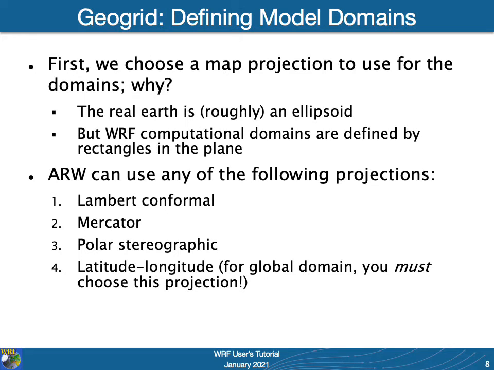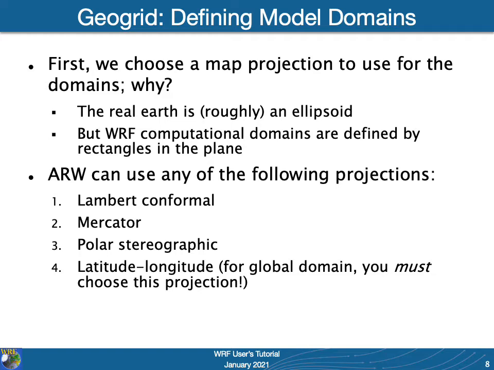Now, we said that the first thing we need to do when we set up a simulation domain using the Geogrid program is to choose a map projection, and it might not be obvious why we need to do this. Essentially, the real Earth surface is something like an ellipsoid, but as we've seen in the WRF introduction talk, our WRF domains are defined by rectangles on a plane. So we need some way of flattening the curved Earth surface onto a plane.